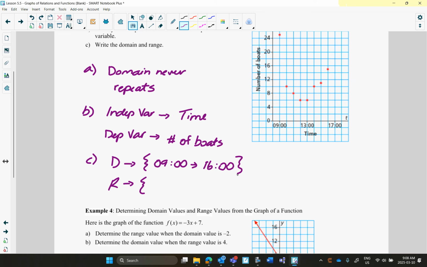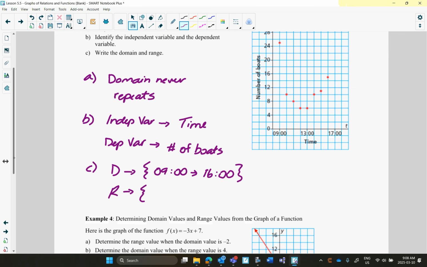And the range would be all of the y coordinates. So we can go from left to right if we want. What's the y coordinate of this one? 25. This one? 10, 8, 6, and 6. I'm going to have to write the 6 twice. So 10, 8, 6. Back to 10. I've already got it. This one, 11, and this one, 15.